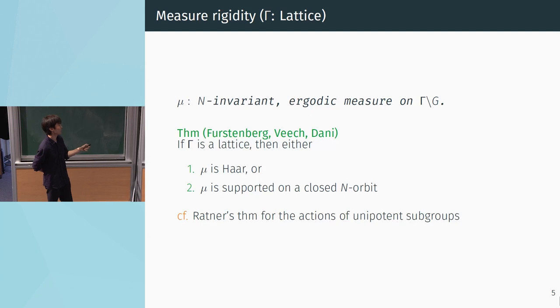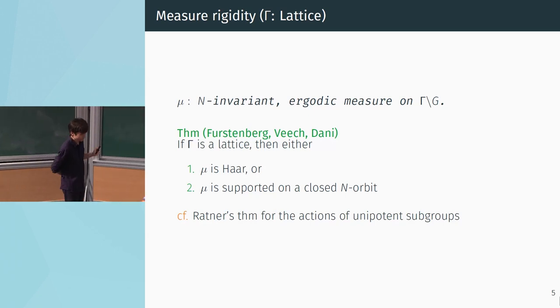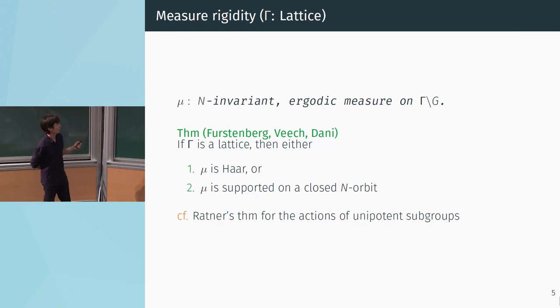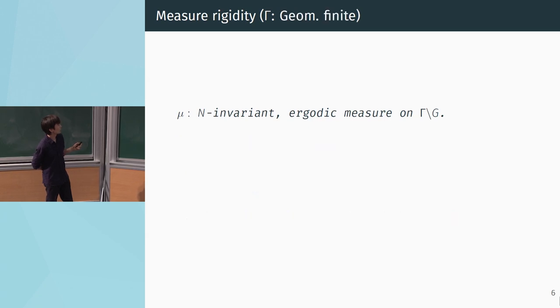Let me change this to this. Yeah, this is okay. So I will say closed N orbit, but how should I say this? It's a measure supported on a subgroup, an intermediate subgroup between N and the ambient group. Okay, sorry for this. So what's the next step?